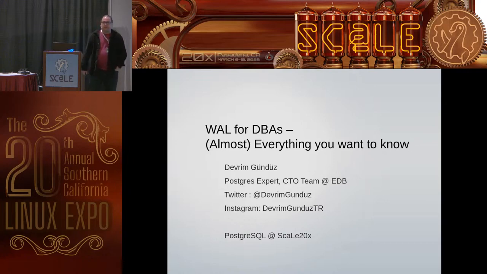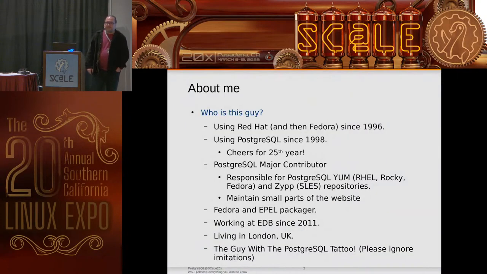My name is Devrim Gunduz. I work for EDB. This is my Twitter account and this is my Instagram account, just in case. I love taking pictures, so I use both of them. I'm using Linux since 1996 and using Postgres since 1998, so it's been like 25 years since I started using Postgres.